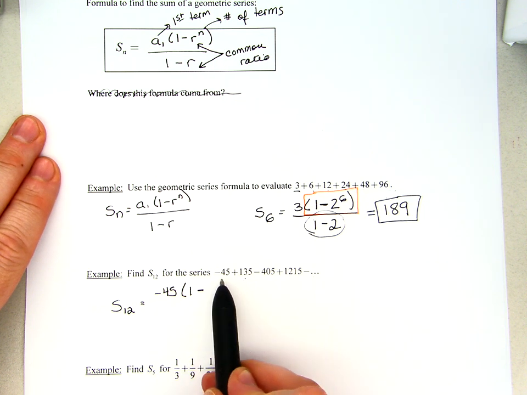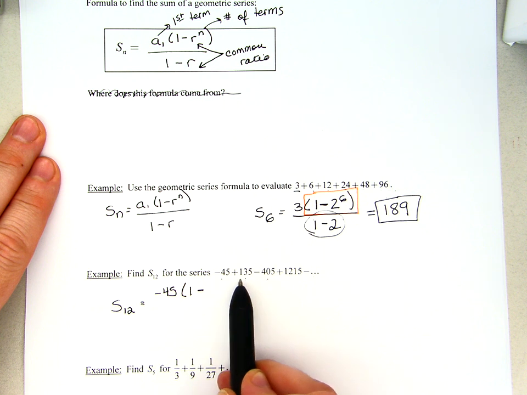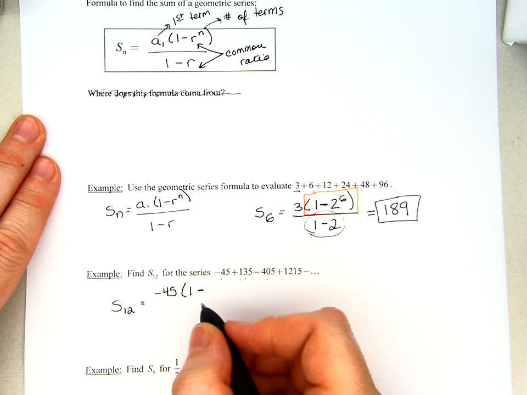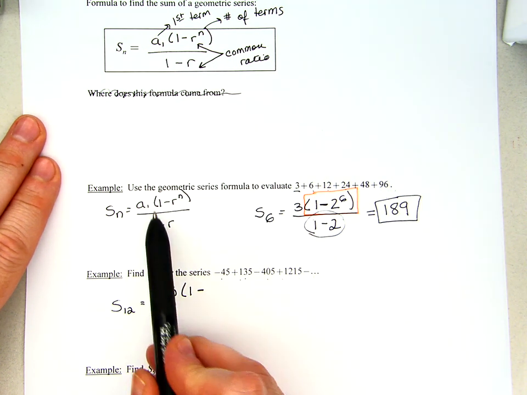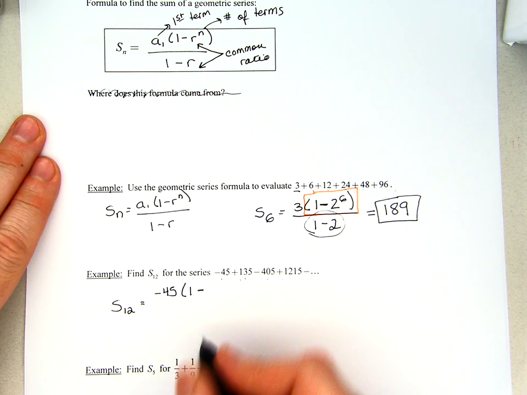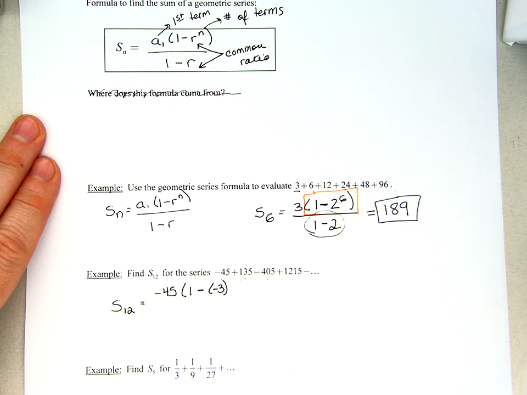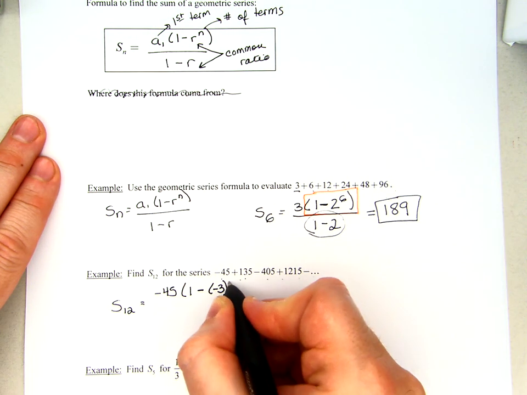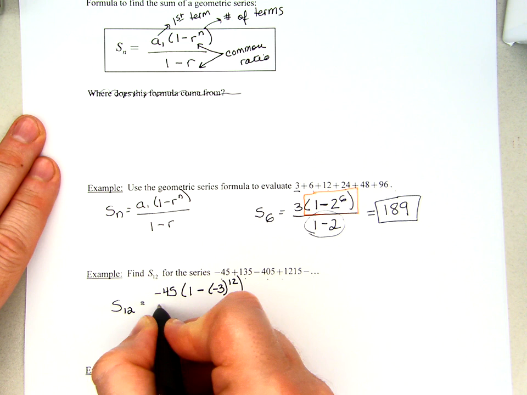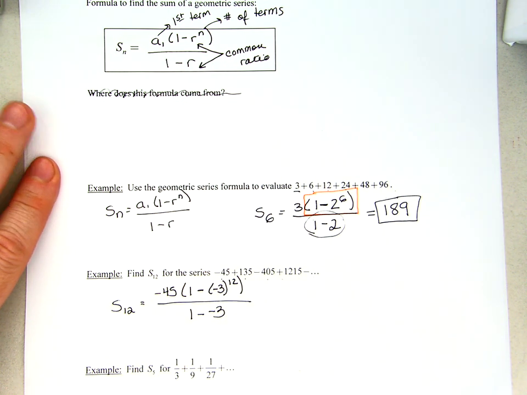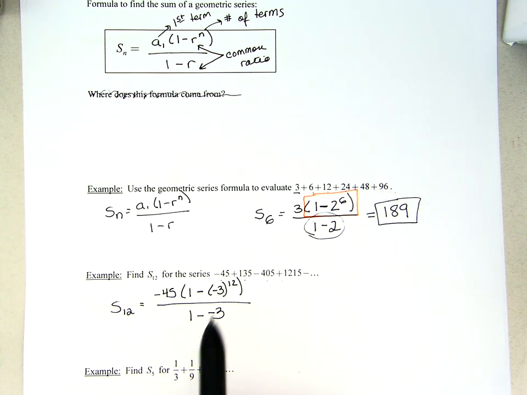Go do 135 divided by negative 45. Negative 405 divided by 135. 1,215 divided by negative 405. You're going to get negative 3. Now, my formula says 1 minus the common ratio raised to my power. I am going to say negative 3, but I need to put the negative 3 in parentheses. This is going to be important, and then I'm going to raise that to the 12th power. I'm going to divide my answer then by 1 minus negative 3. It is very tempting to want to change these into two positives, double negatives make a positive.